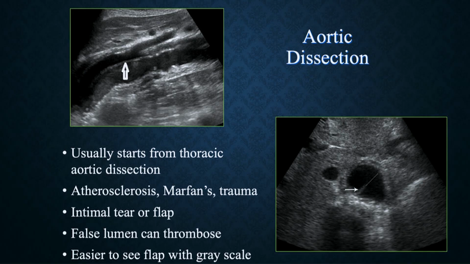Now, I mentioned the fact that you can pick up dissection, and notice here on these images, I turn the color off. You're going to see the dissection best on the grayscale image. Now, we all know that the dissection usually starts from the thoracic aorta and can extend inferiorly. Could be due to atherosclerosis, most commonly also seen after trauma, Marfan's disease, as an intimal tear or flap that we can visualize. One of the things that can make it tricky is that the false lumen can thrombose, so you don't see full flow, and it may look like it's just plaque or thrombus. But again, easier to see it when you turn off the color.